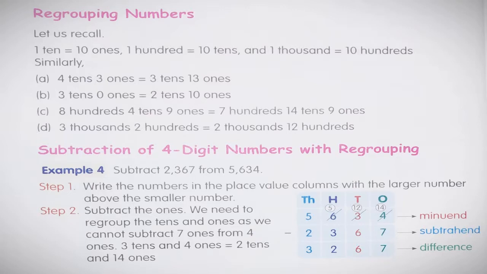We need to regroup the tens and ones as we cannot subtract 7 from 4 ones. 3 tens and 4 ones equal to 2 tens and 14 ones. अब क्या करेंगे, वंस नंबर में डाउन साइड जो 7 है तो वी कैन नॉट सब्ट्रैक्ट 7 फ्रॉम 4, सो वी टेक carry from tens. We take 1 ten. So here at the ones place now the new number is 14 ones and there 2 tens are remaining.